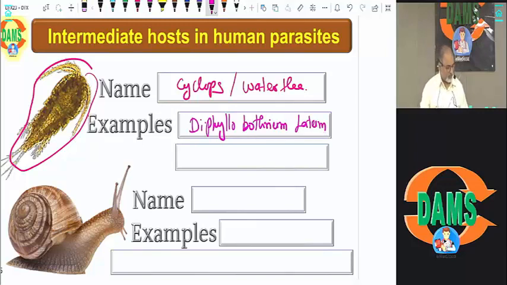Another one is a disease that is almost eliminated from India. What is it? Dracunculus medinensis, otherwise called guinea worm disease.